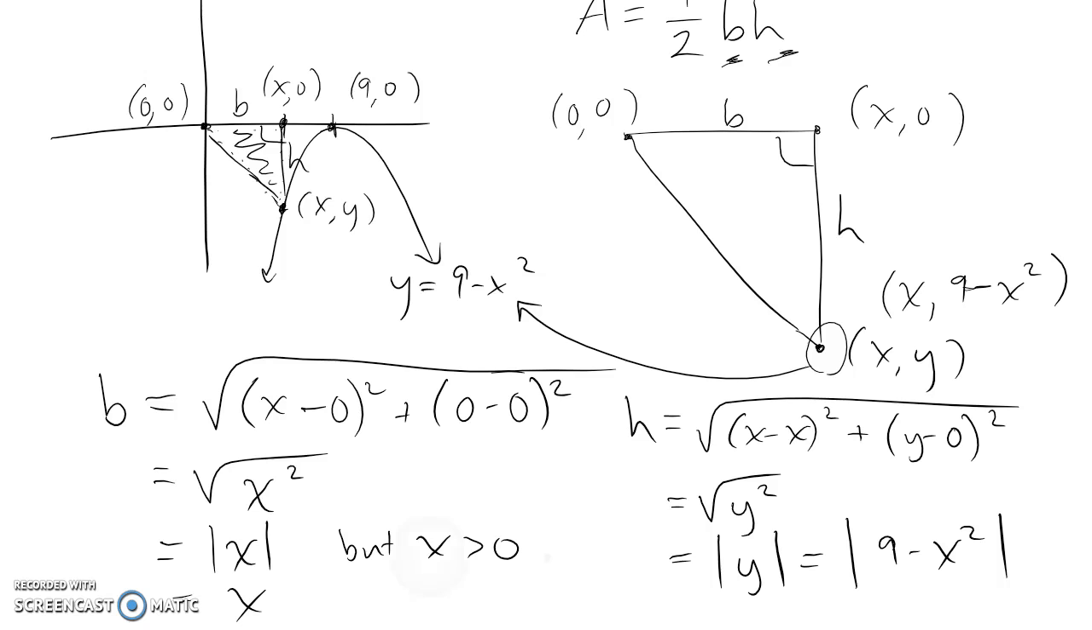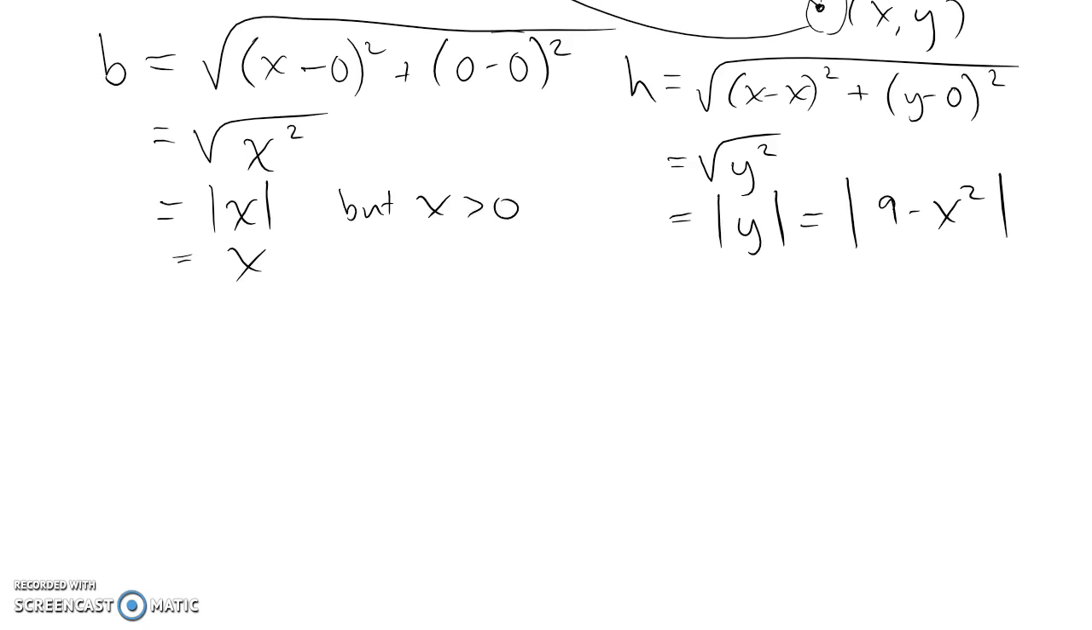But again, x is a positive number, right? So if I put a positive number in here, I'm going to get exactly 9 minus x squared. I'm going to get a positive value because it's not going to be bigger than 9, because it's on the x-axis.